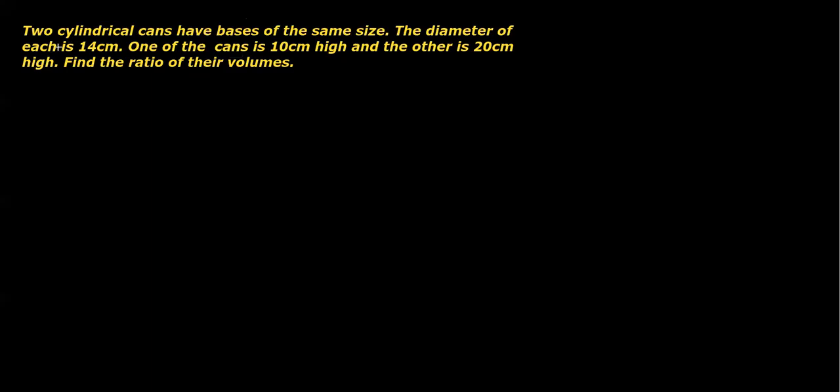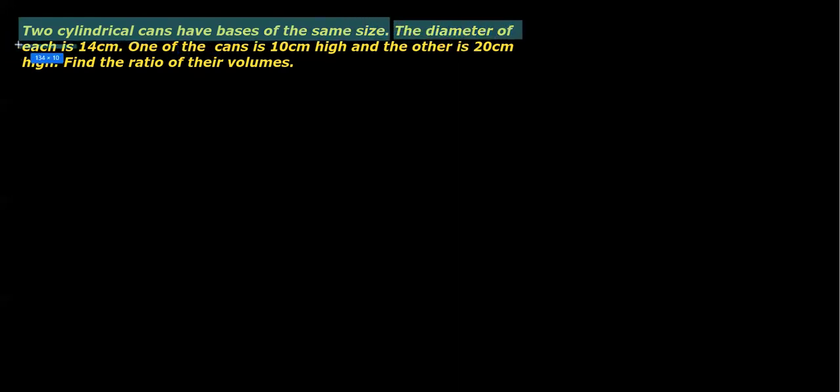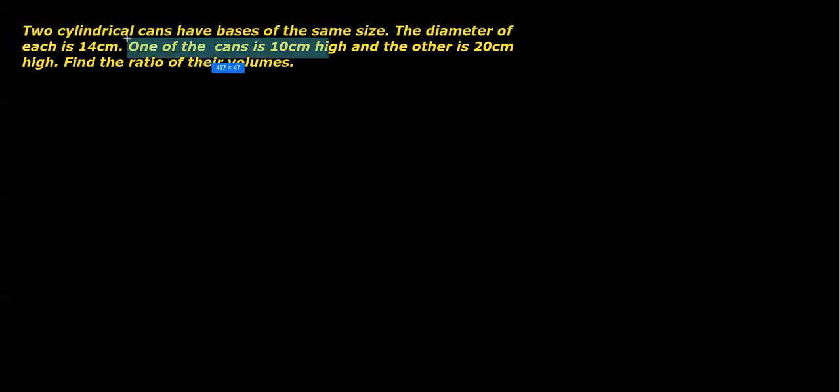Another question from the chapter Surface Area Volume, Mensuration, Class 8. It says two cylindrical cans have the same bases, right? The bases of the same size, and the diameter of each is 14 centimeter. Further, it says that if one can is 10 centimeter high and the other is 20 centimeter high, we have to find the ratio of their volume.